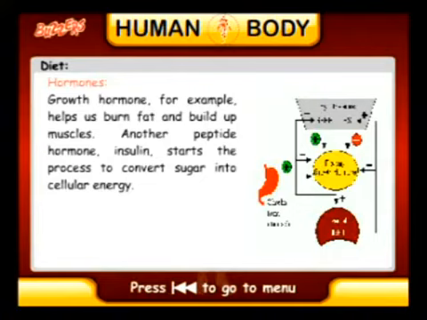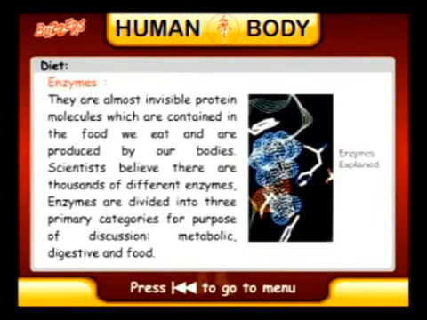Growth hormone, for example, helps us burn fat and build up muscles. Another peptide hormone, insulin, starts the process to convert sugar into cellular energy. Enzymes are almost invisible protein molecules which are contained in the food we eat and are produced by our bodies. Scientists believe there are thousands of different enzymes. Enzymes are divided into three primary categories for purpose of discussion: metabolic, digestive, and food.